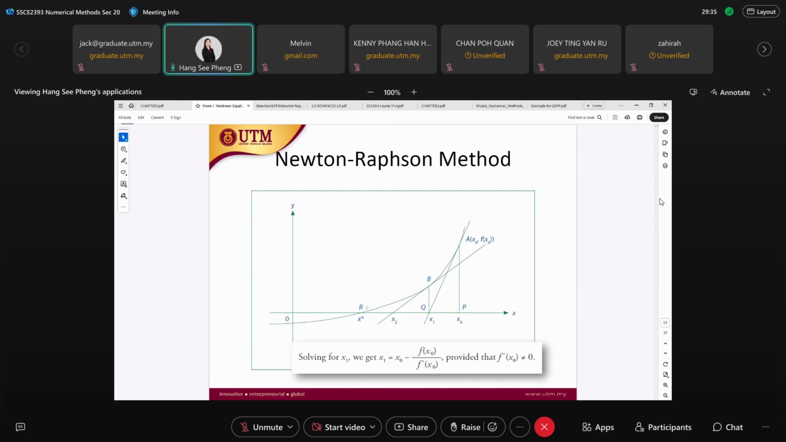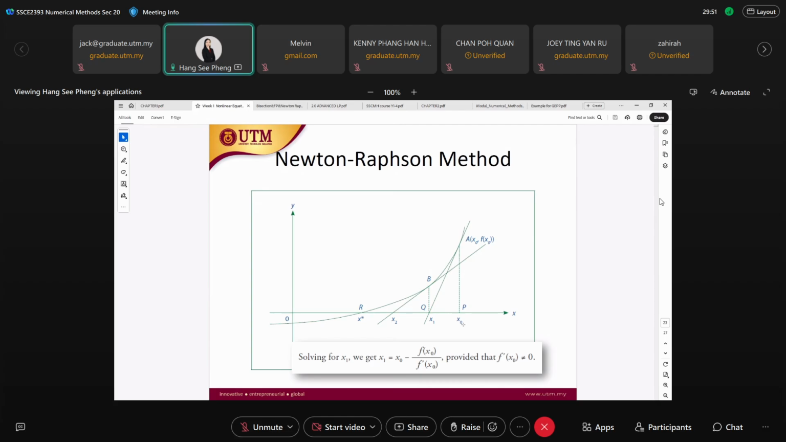It is considered an iterative method as well. So we have to repeat the steps until we get the solution that we want. If you want to know how Newton-Raphson works, you can also refer to the textbook. And actually this one is based on the concept of tangents.